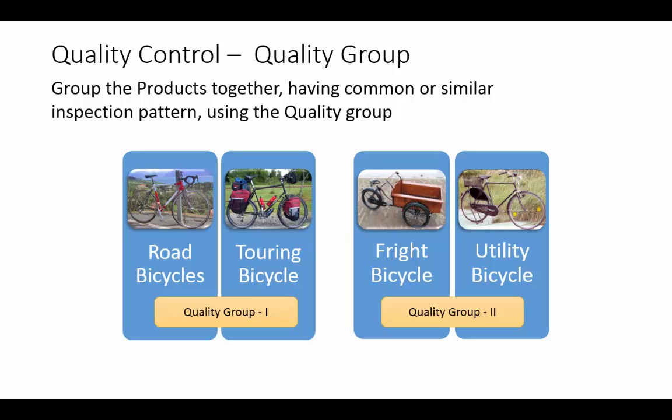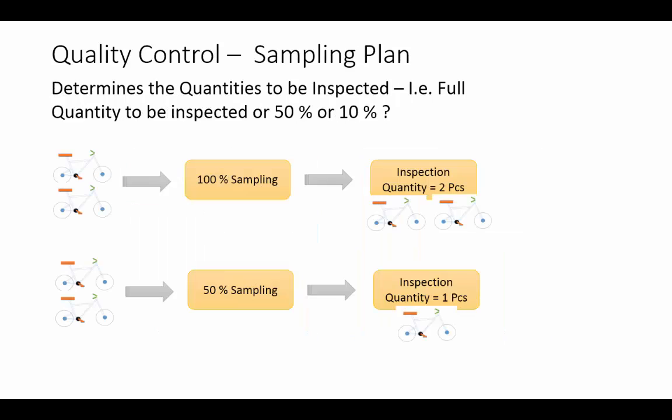Products may share a similar inspection pattern, and such products can be grouped together using the quality group. And then a quality order can be triggered for a group of products instead of setting up the system for each individual product. Sometimes we may pick up the products randomly for quality checking, or sometimes we may quality check all the products being received. Sampling plan determines the quantities of the products to be considered for quality checking.